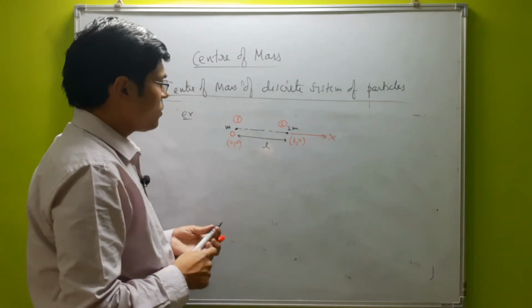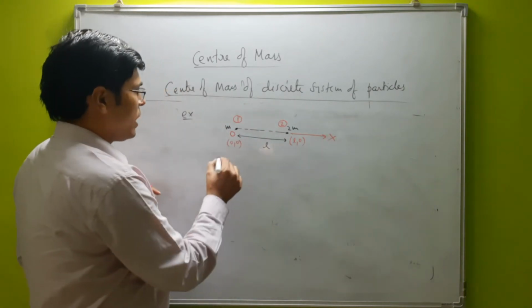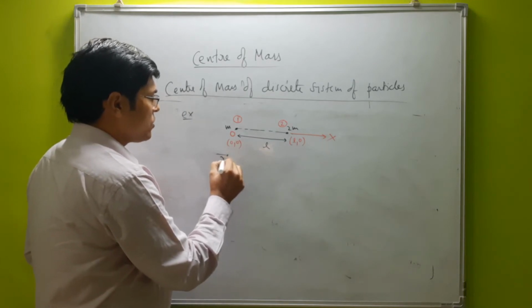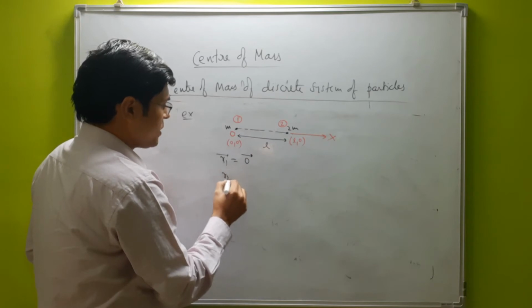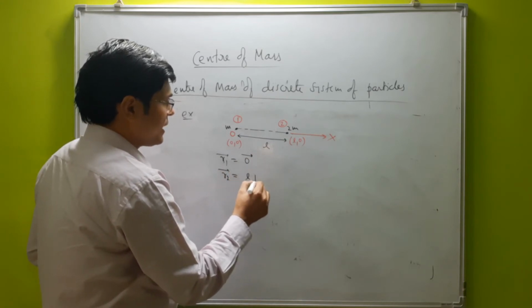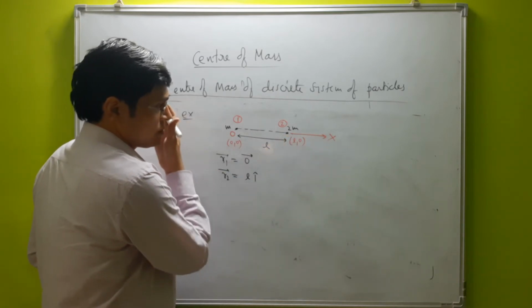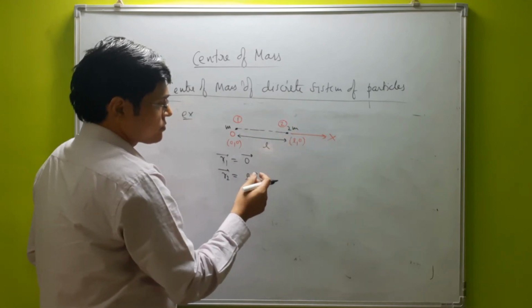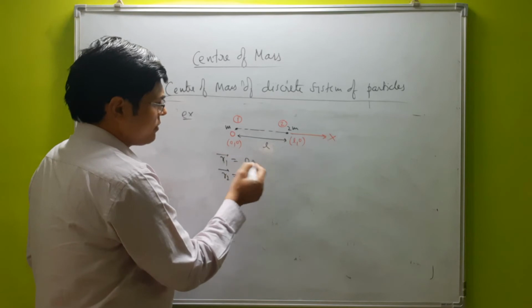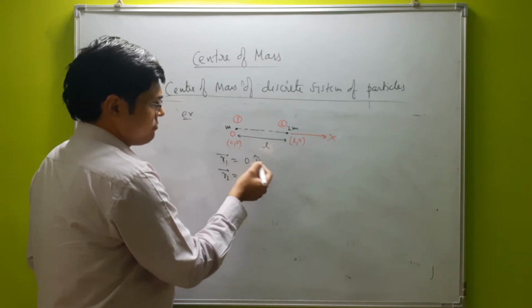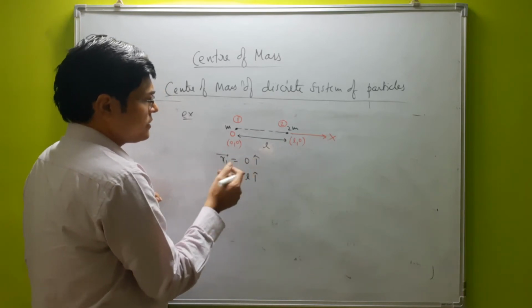But if you have to write it in terms of, let's say, position vectors, r1 would be how much? r1 is the origin, so this is basically a null vector, and r2 would be how much? r2 will be L i cap. There is no y coordinate involved here, right? So this can also be 0 i cap. You might write it like this.